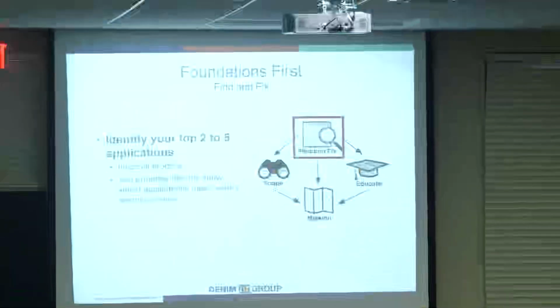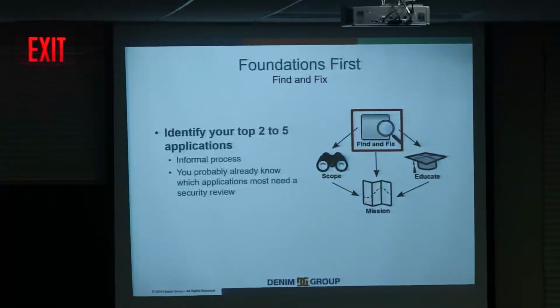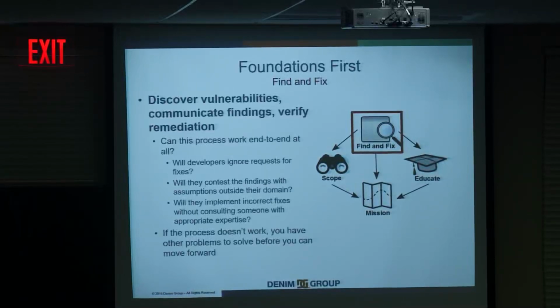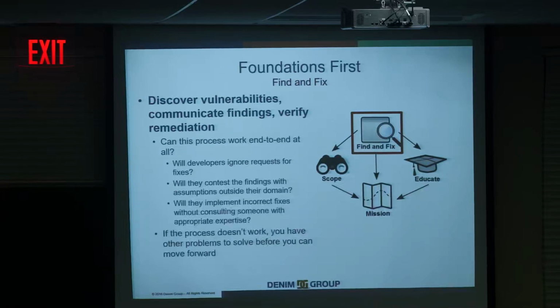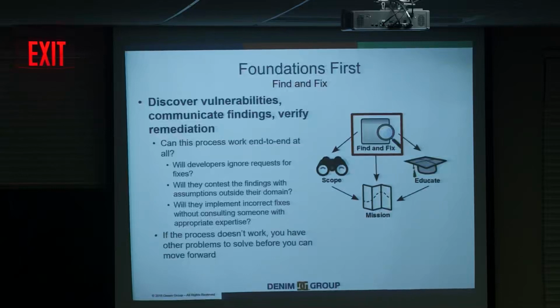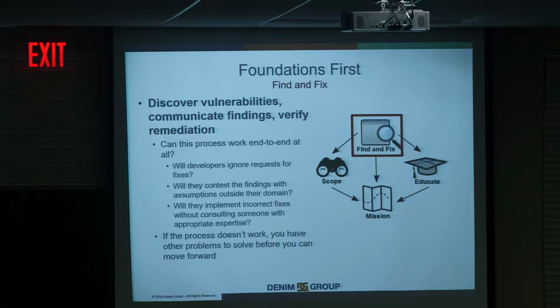So how to do this: identify your top 2 to 5 apps. It's an informal process. Everybody knows what their top 2 to 5 applications are. We don't need to get formal with our application risk rating yet. Discover vulnerabilities, communicate the findings, and verify remediation. You're going to want to know, can this process work end to end at all? Are they going to ignore your request for fixes? When you send them something to fix, are they just going to respond with middle fingers? Or are they actually going to fix it? Are they going to fix it and be salty about it? Do they care?